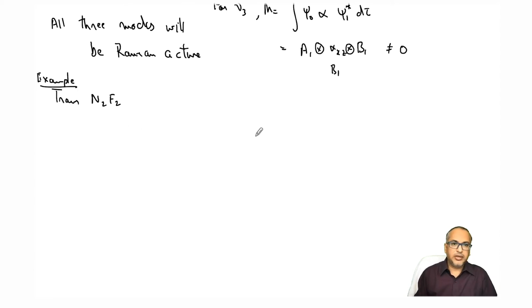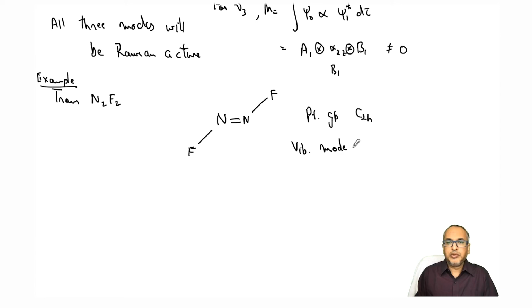In this case, I'll tell you why we are discussing this example. So let's draw the structure. Now the point group here is C2h. You should be able to calculate that by now. And the number of vibrational modes, if you calculate, this is a non-linear molecule, so 3n minus 6.